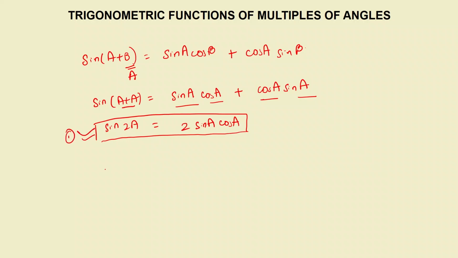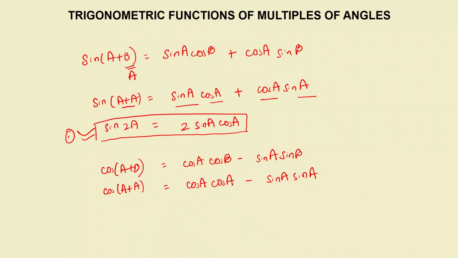Now we already know that cos of a plus b is equal to cos a cos b minus sine a sine b. Similarly, substituting a in place of b, we get this. Now we can simplify and write a plus a as 2a, and cos a times cos a is cos squared a, minus sine a times sine a is sine squared a. So this is another formula that we have got.